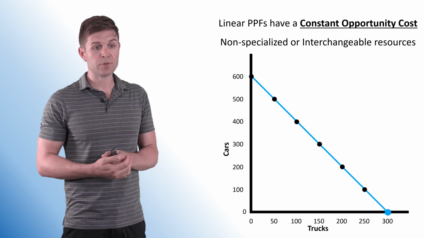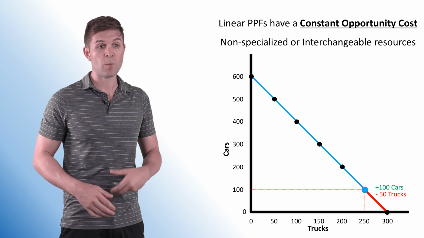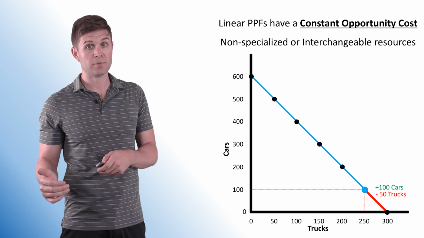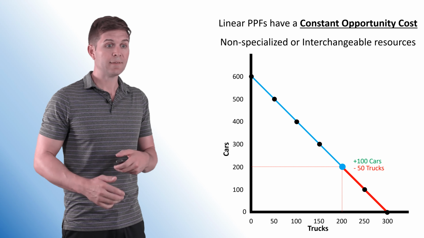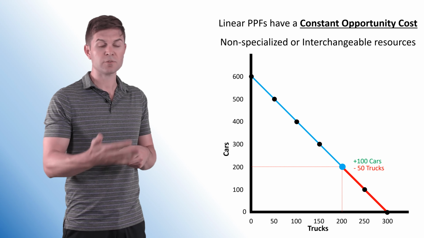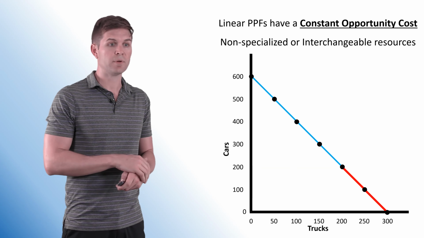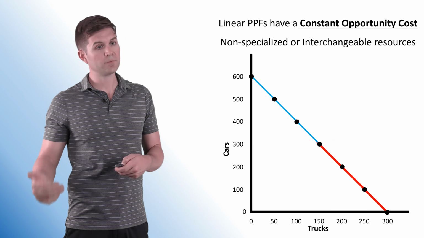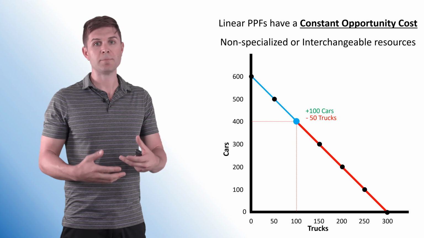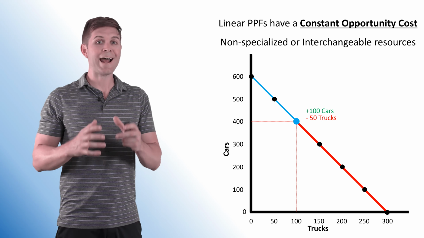We start production down at 300 trucks and 0 cars. If I want to add 100 cars, it's going to be at the cost of 50 trucks. I've got to give up 50 trucks. And this continues on. Add another 100 cars, I'm up to 200 cars, cost me an additional 50 trucks. Another 100, 50 more.